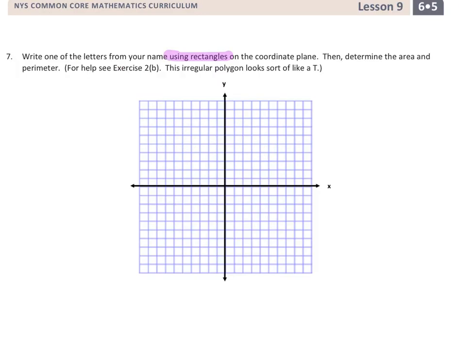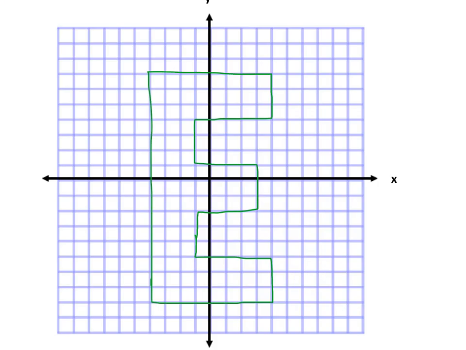So for number 7, you are writing a letter from your name using rectangles. So my name is Josiah, and I'm just going to use an E, though, for Enyart, for Mr. Enyart. So I'll draw that on here real quick. So there's my E. What do you think? Pretty nice looking, right? I could have put it anywhere, any size. This is just what I chose to do.